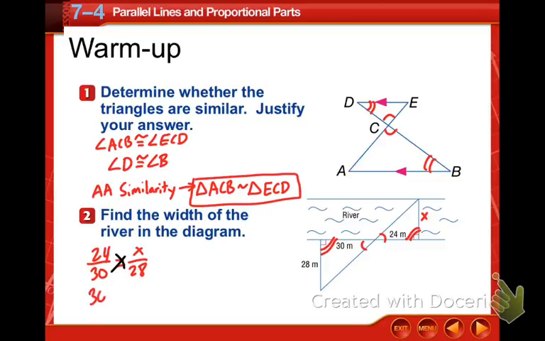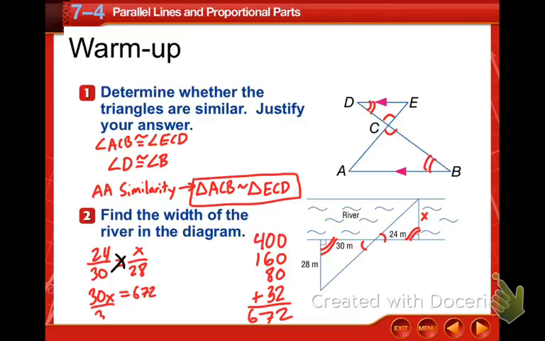30 times x is 30x. 24 times 28. So 20 times 20 is 400. 8 times 20, sorry, is 160. Now 4 times 20 is 80, and 4 times 8 is 32. So we add all these up, and we get 672.